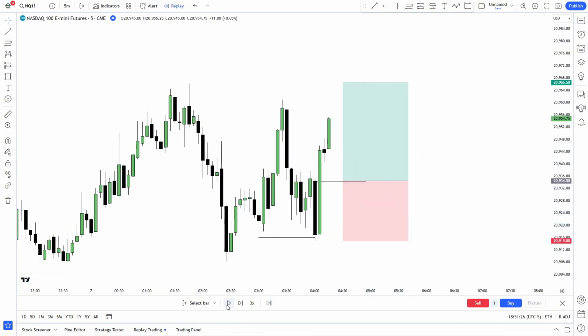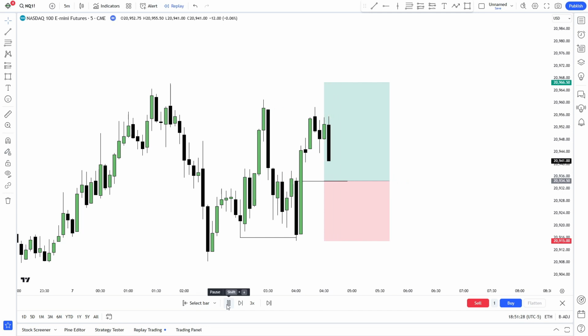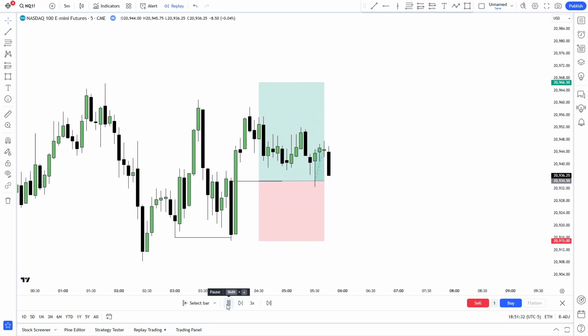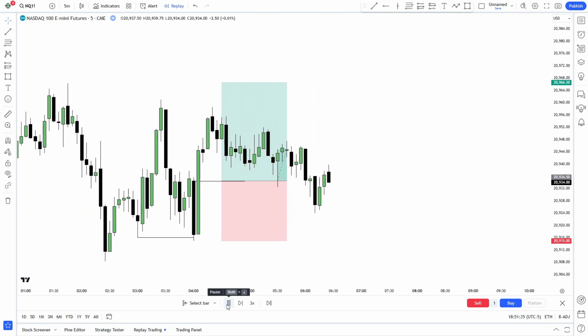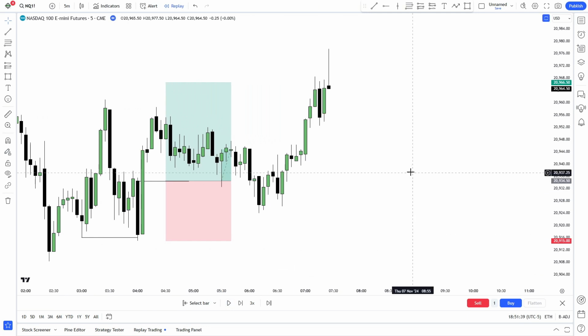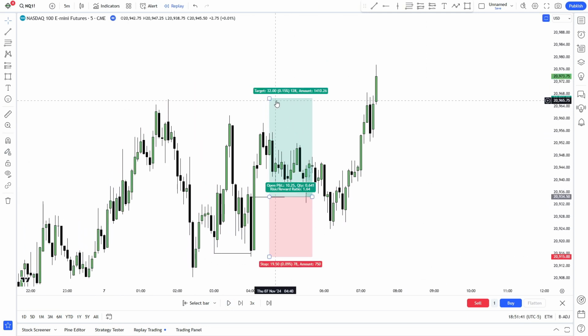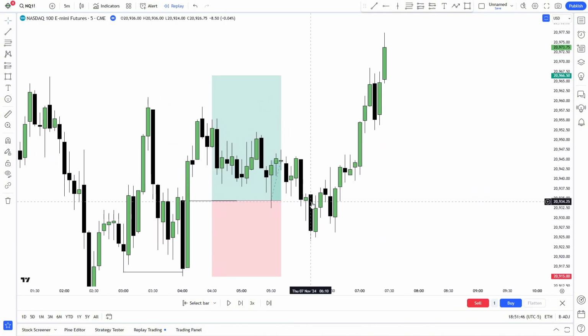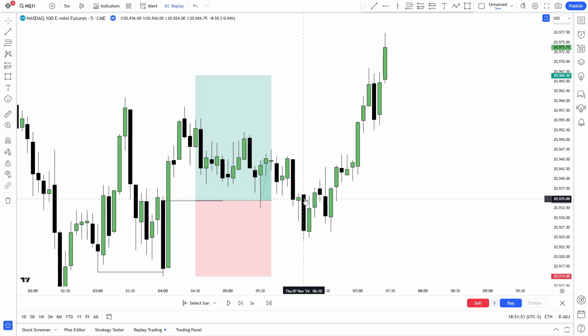So if I play price out, we get tagged right there. And we hit take profit right there. Okay, and as you guys can see, this down close candle here, we went above the opening price right there on this candle here. We then trade back down into this down close candle like so.